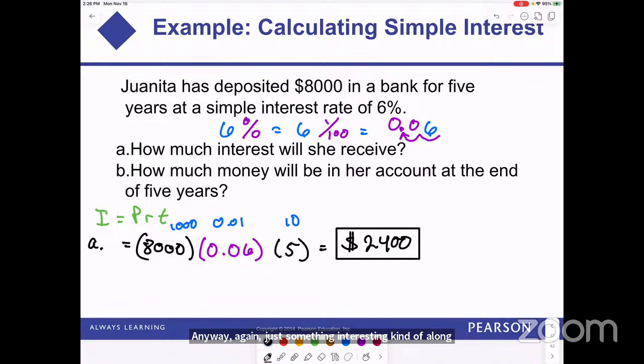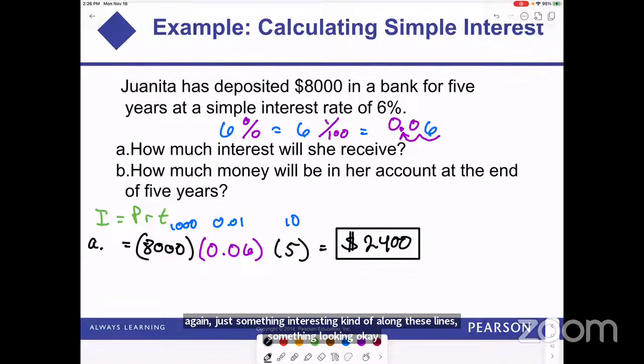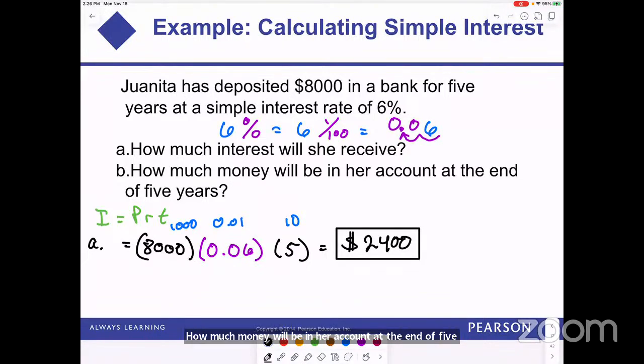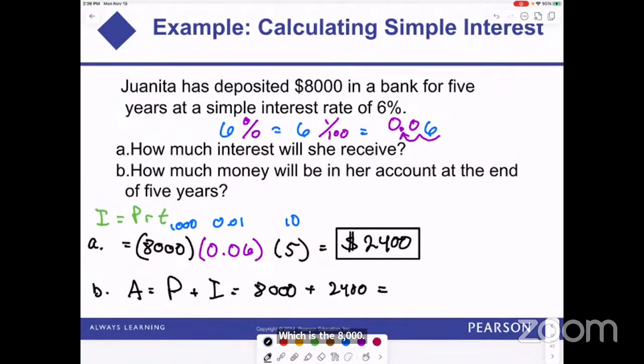All right. So then back to part B. How much money will be in her account at the end of 5 years? So if she started with 8,000 and she's earned 2,400, then the future amount is going to be her starting amount plus the interest earned, which is the 8,000 plus 2,400 to give 10,400.